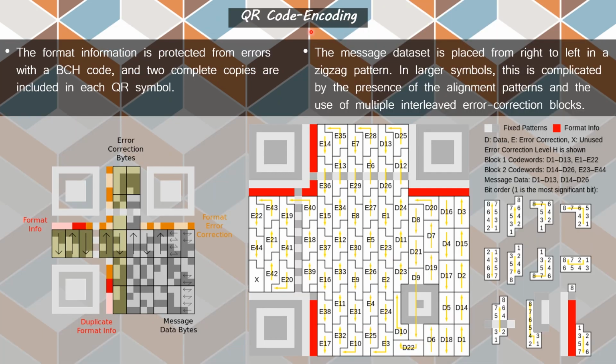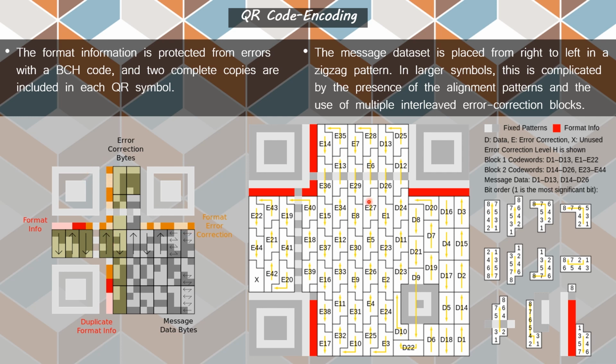Now we'll continue the QR code encoding. The format information is protected from errors by a BCH code, and 2 complete copies are included in each QR code symbol. As you can see here, this red color region is the format information, and we also have this duplicate format information here, a copy of it. In a similar way, the format error correction and its duplicate copy is here.